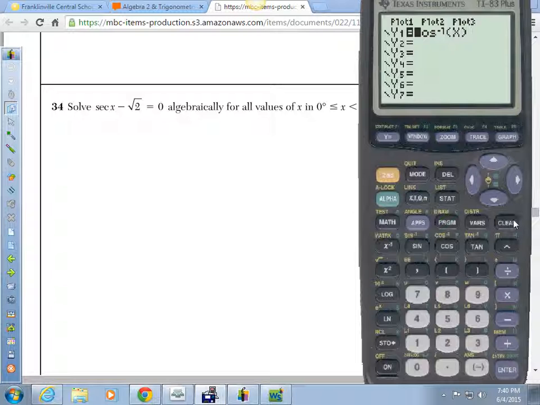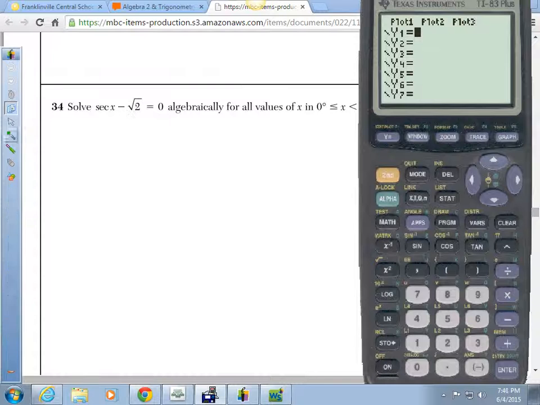So I'm just going to type in secant x minus radical 2 and find where it crosses what? The x-axis. We're just going to find the zeros of this. Could I also do this, though? Could I move the radical 2 over here and have secant x equals radical 2? I absolutely could do that. Would not make a difference. And that's actually the way I'm going to do it. I'm going to move that over so I can see two distinct graphs and see where they intersect.